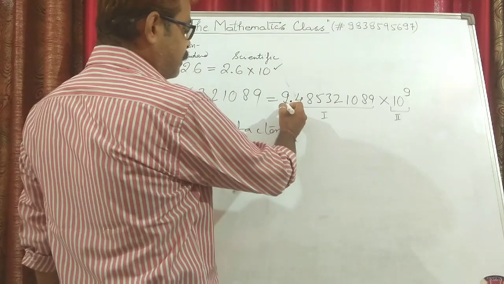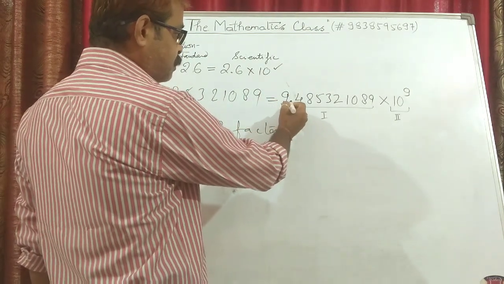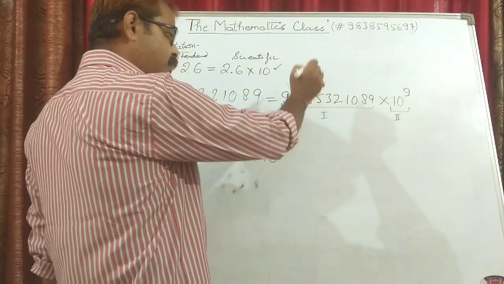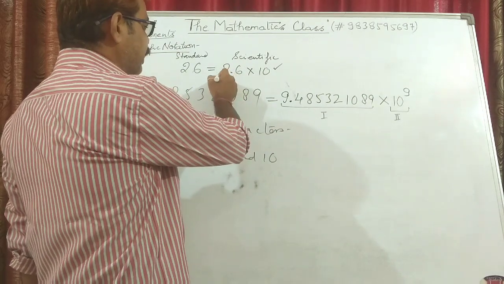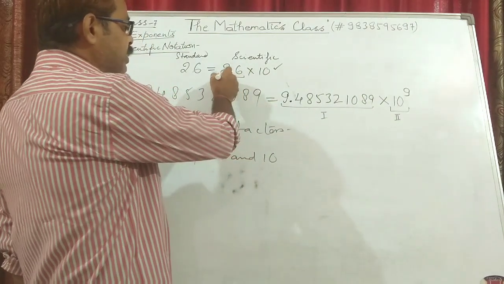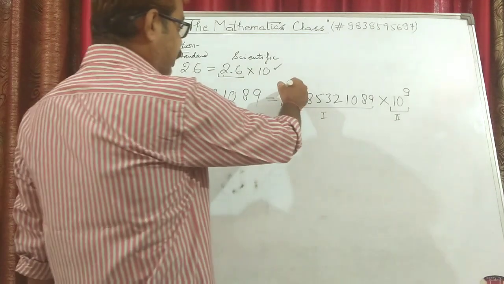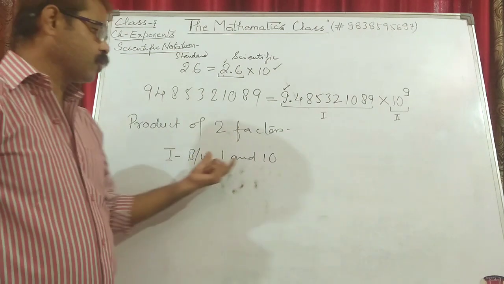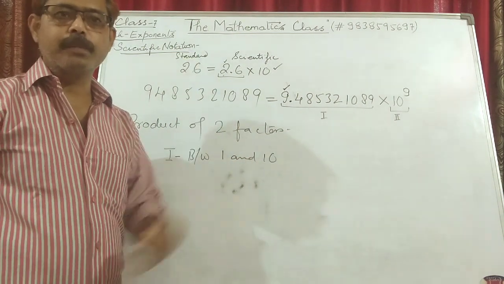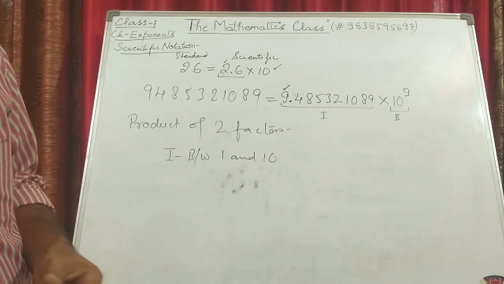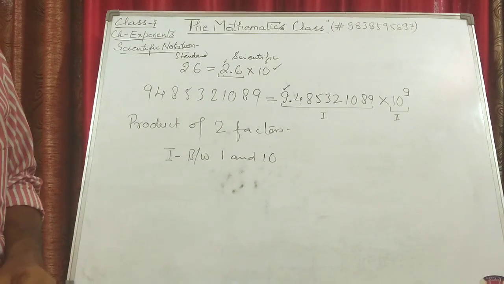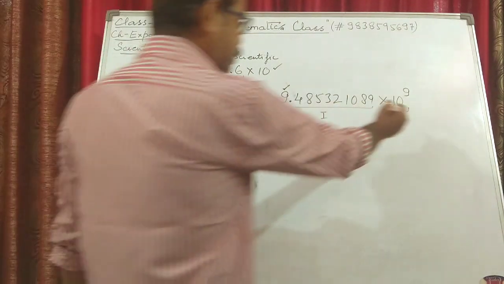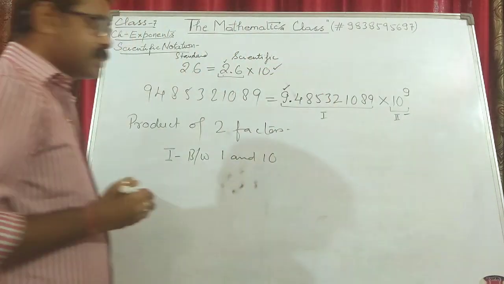So here you can see the first factor is 9.48 something, which is less than 10. Here also you can see 2, which is less than 10. Here also 9, and 2, less than 10. So the first factor is always less than 10, or between 1 and 10. And the second factor is the power of 10 that you write.